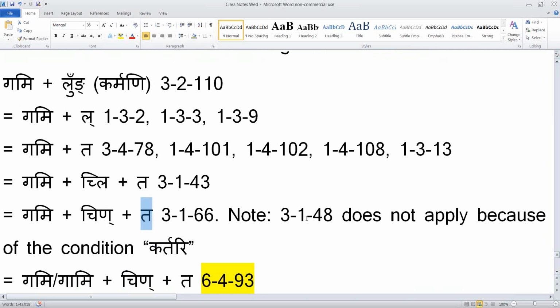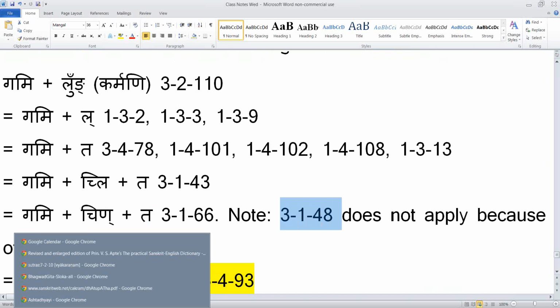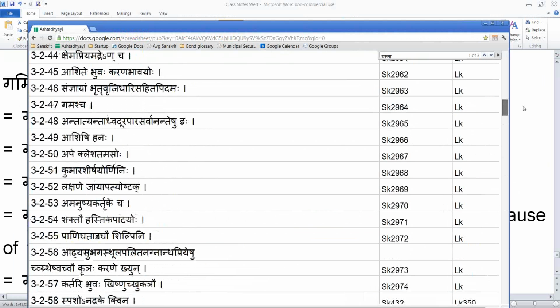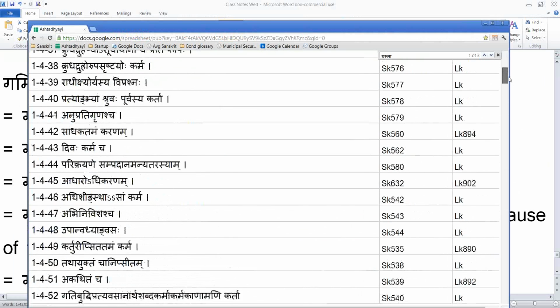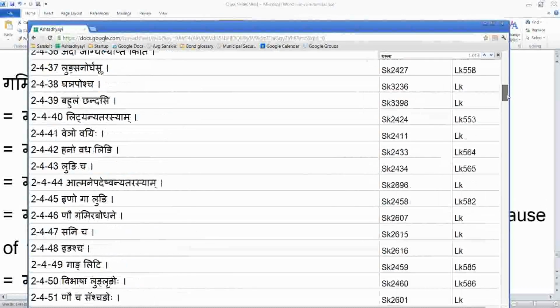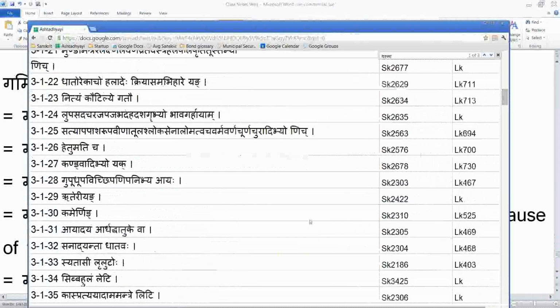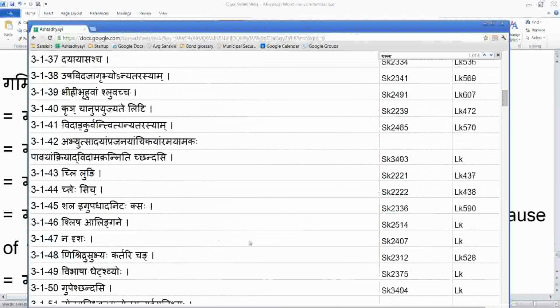One more thing to note here is that, remember the Sutram 3148, Nishridrisrubhyah Kartari Chang. Even though we have the Nich affix here, that Nishridrisrubhyah Kartari Chang cannot apply, because right now we talk about Karmani. So just as a reminder, this Sutram cannot be used here because we are talking about Karmani.